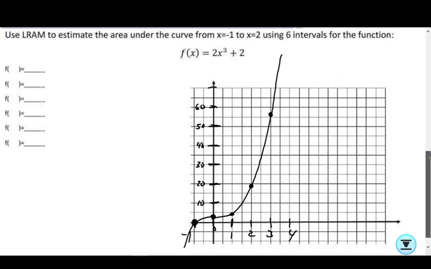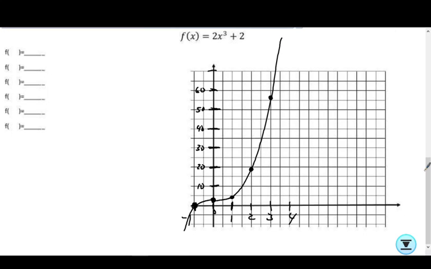Okay, so let's draw in a rectangle. So our rectangle is starting here at -1. They're ending at 2. And these marks represent how many? So that's 1, 2, 3, 4, 5, 6.